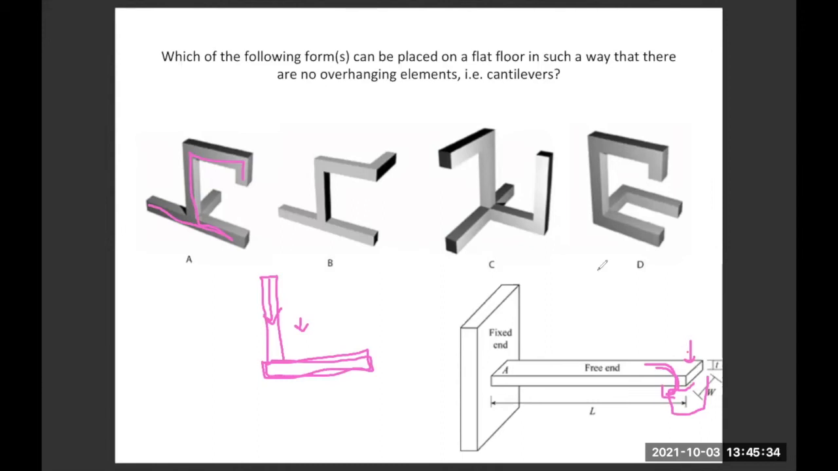Yes, ma'am, understood. Anybody else has any doubt?